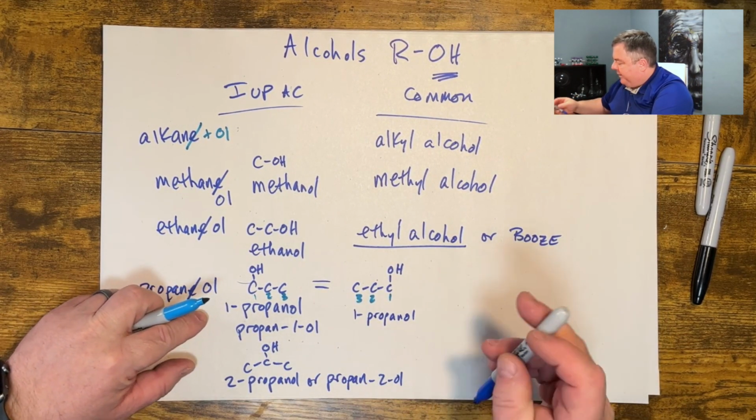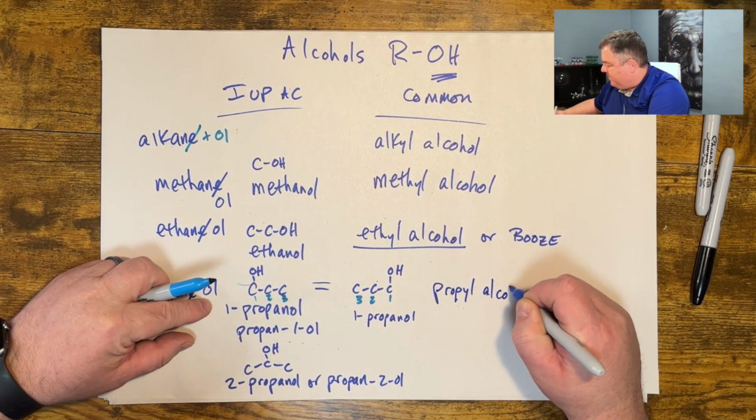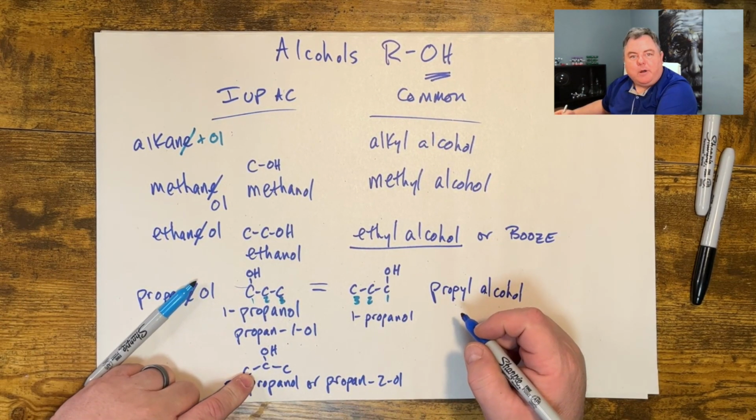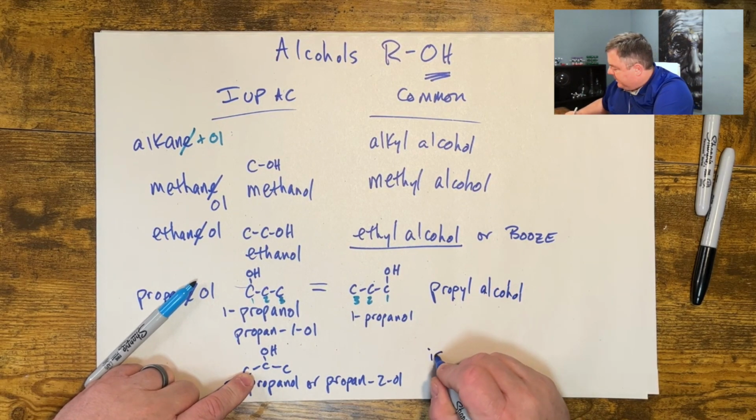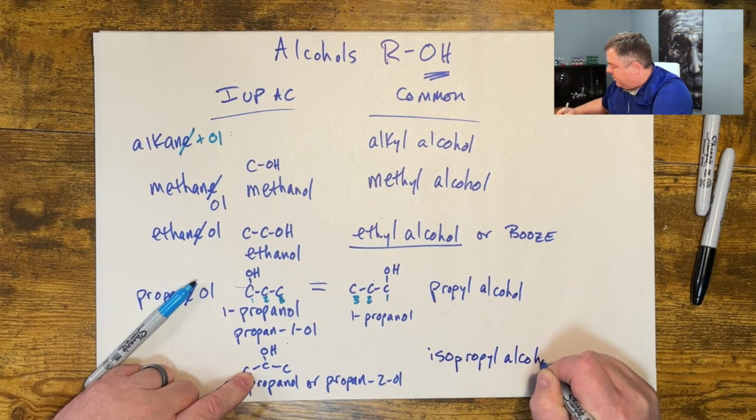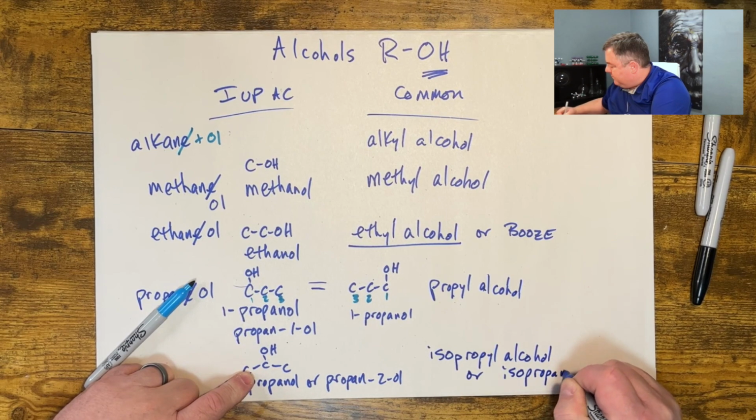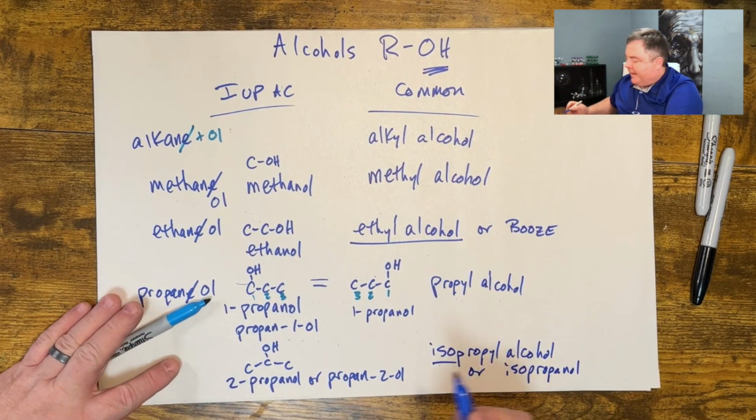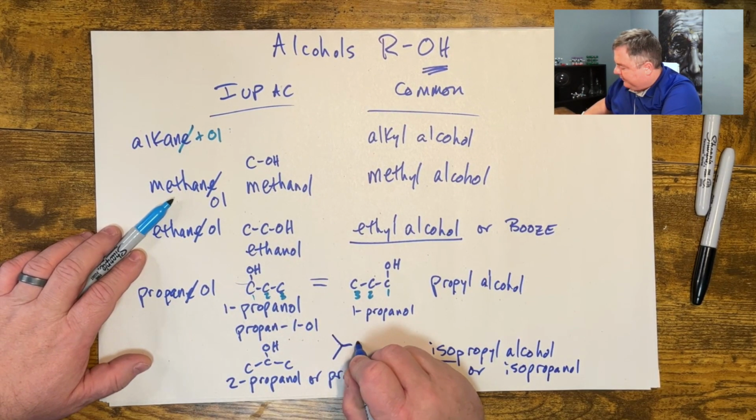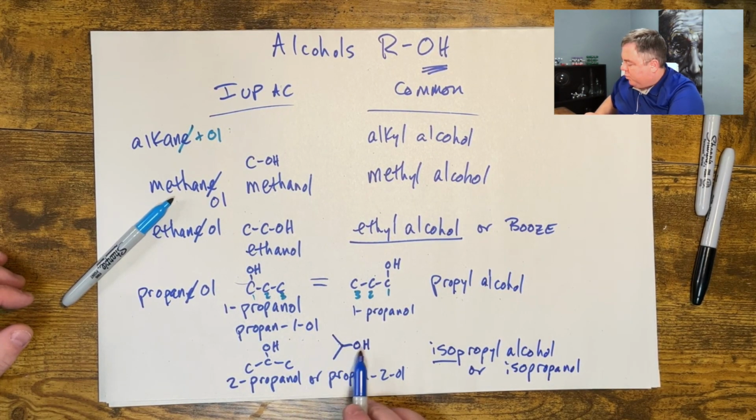The common name for these would be propyl alcohol. And this one, since it's an isomer of propanol, is isopropyl alcohol, or isopropanol. And remember, the iso prefix means you have a Y on something. So isopropyl alcohol or isopropanol is the Y with the alcohol.